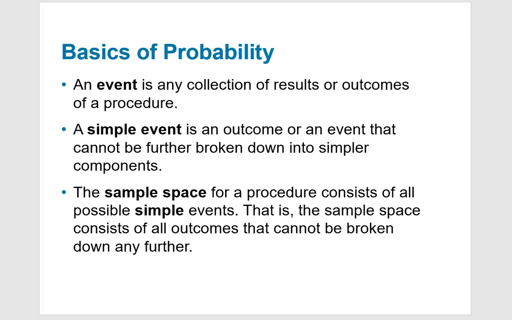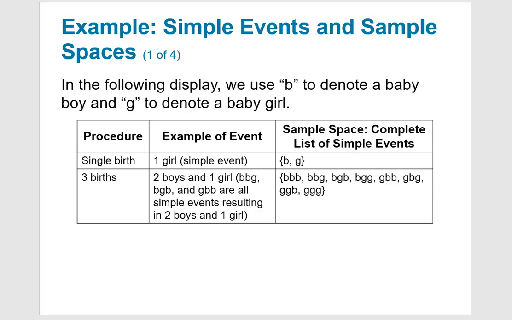The sample space is just all of the possibilities that could happen in your experiment, and that will depend on what your experiment is and what you're doing. So let me show you some examples. All right, first, our procedure is a single birth. An example of an event could be just you having a girl, and notice the sample space over here, boy or girl. When you have a child, it's either a boy or a girl.